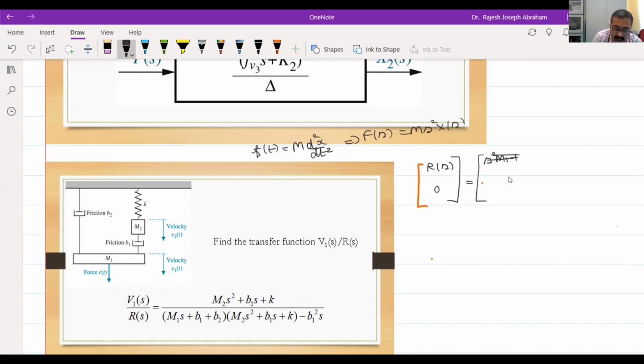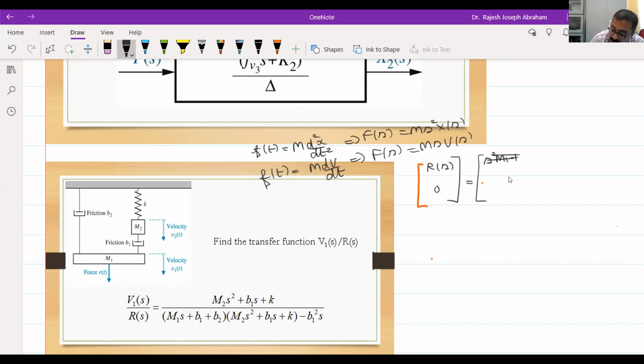But what is given here? It is given in terms of velocity. So what will be the force? F of t is m, in terms of velocity, dv by dt. That means F of s will be m s V of s. So you have to be very careful between what and what you have to find. If it was X1 of s by R of s, then it would have been the normal way, s square m1 plus and so on. But now the question is between V1 of s and R of s. So you have to be careful.